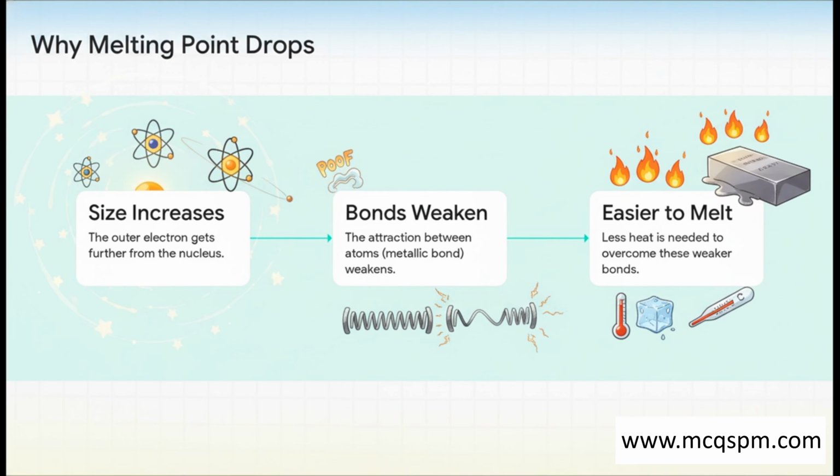This weak attraction means the metallic bond, that's the glue holding all the atoms together, is weaker. And if the glue is weaker, well, you don't need as much heat energy to break it apart. And that's exactly why the melting point drops. It's this beautiful, logical link between the atom's structure and how it behaves in the real world.